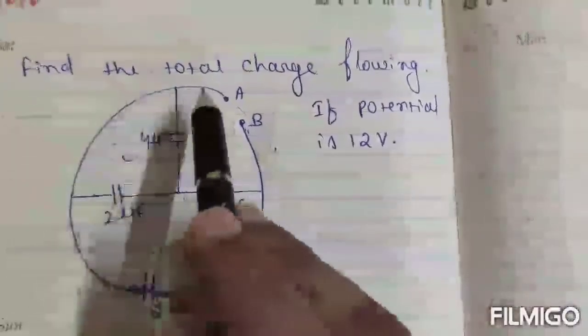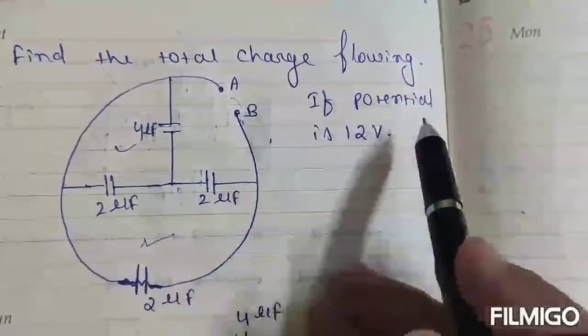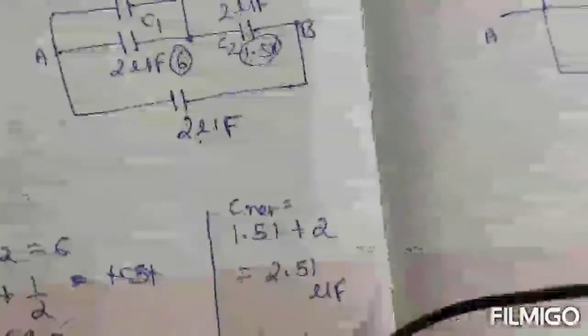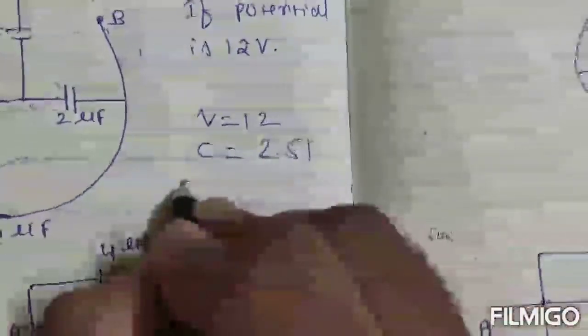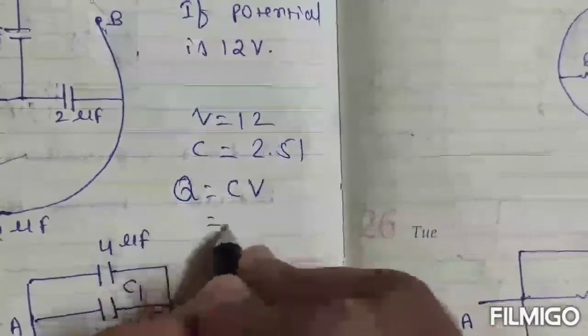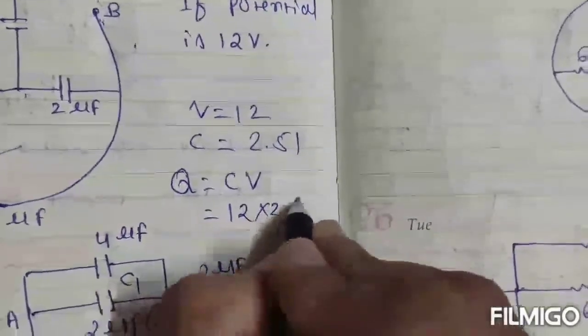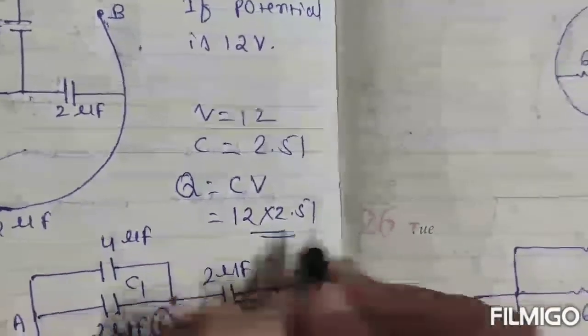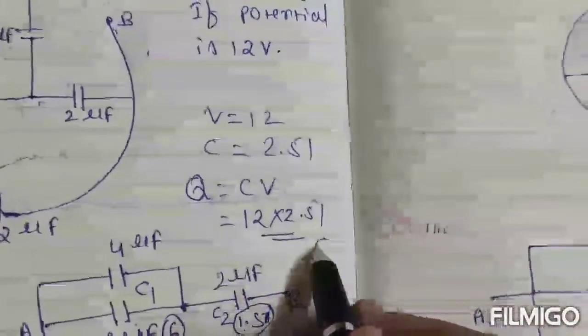So finally we need to find the total charge flowing if the potential is 12 volt. So V is 12 and C we got is 2.51. So what is the formula of Q? Charge formula is Q equals CV. So 12 into 2.51. This is your answer, right? Coulomb.